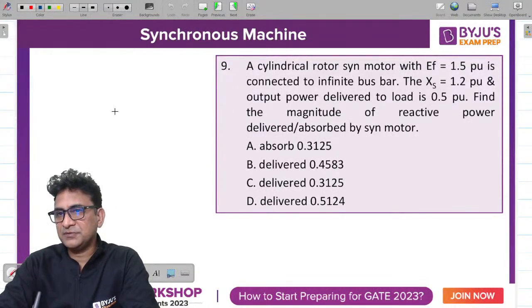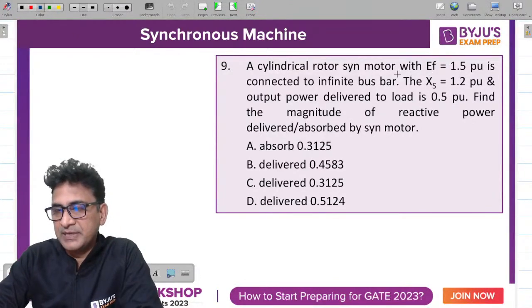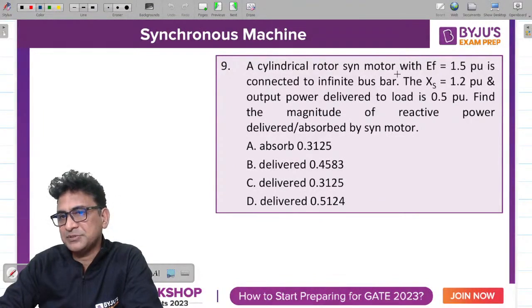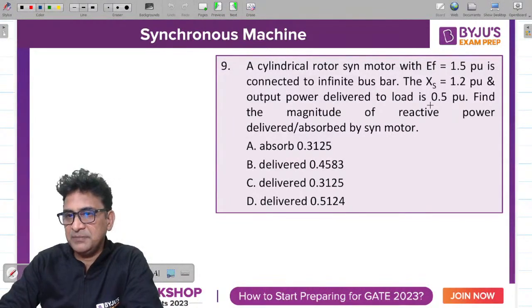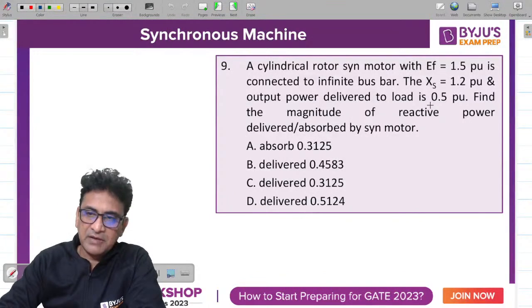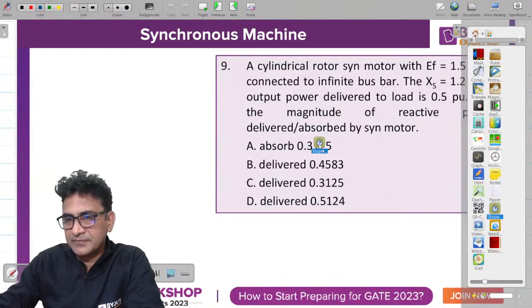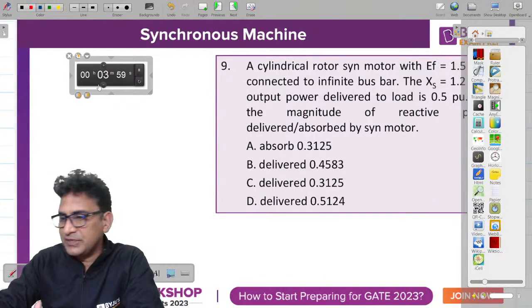A cylindrical rotor synchronous motor with excitation EMF 1.5 pu is connected to an infinite bus bar. The synchronous reactance is given as 1.2 pu and the output power delivered to the load is 0.5 pu. What is the magnitude of reactive power delivered or absorbed by the synchronous motor? It is delivering active power equal to 0.5 pu. How much reactive power is it delivering or absorbing? I am giving you 4 minutes again, and your time starts now.